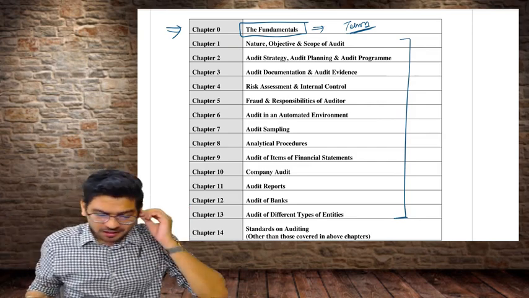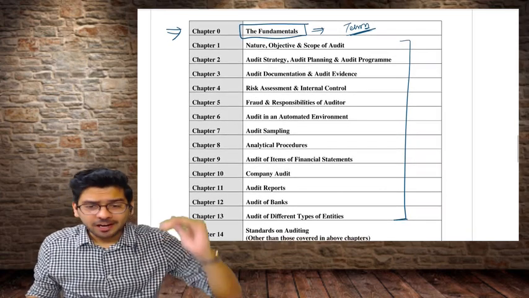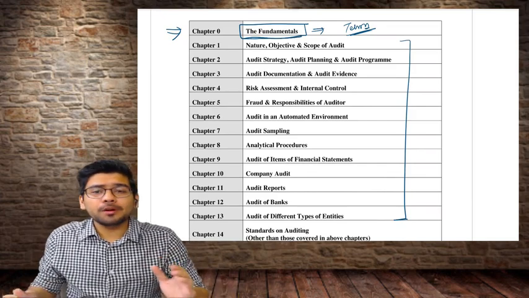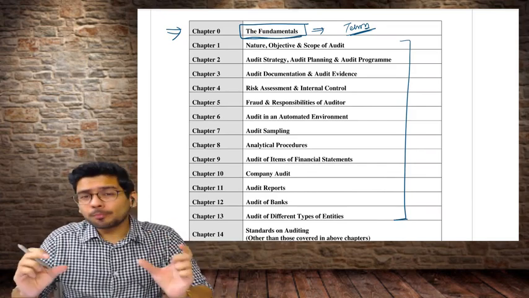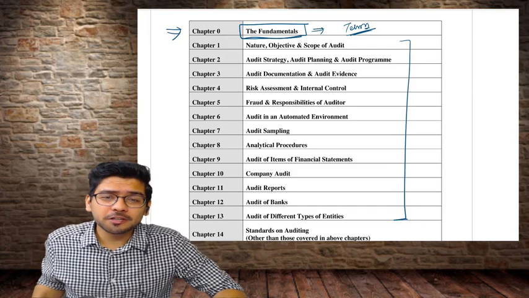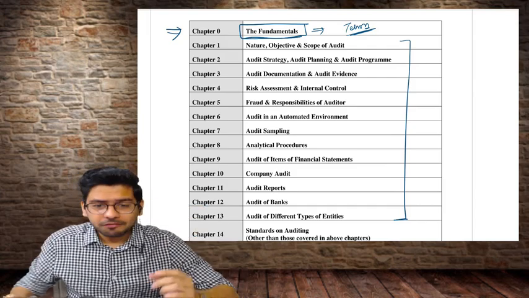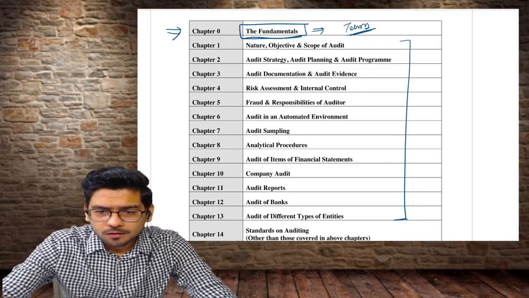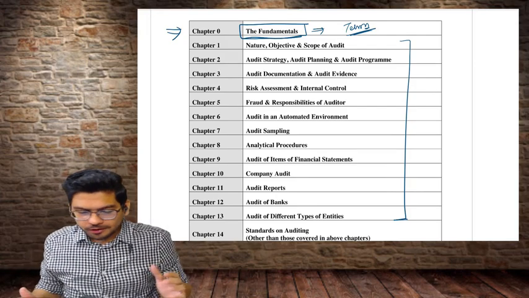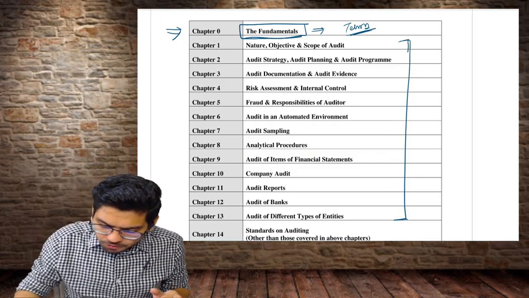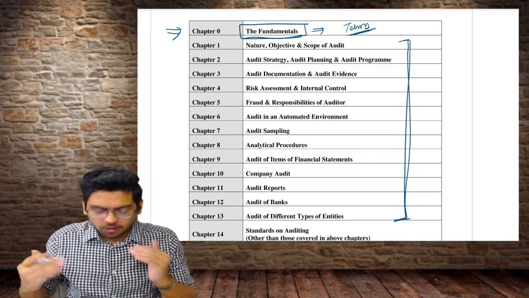So as you all can see, we have 14 chapters in our index, and chapter 0 is fundamentals. We are going to understand some important terms here, some common terms that we will be using in all the other chapters. I feel it is important that we first understand some basic terms, and then it is going to be very easy for us to understand all the remaining chapters.